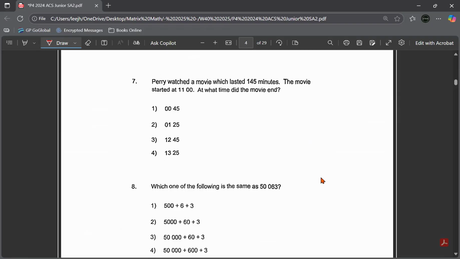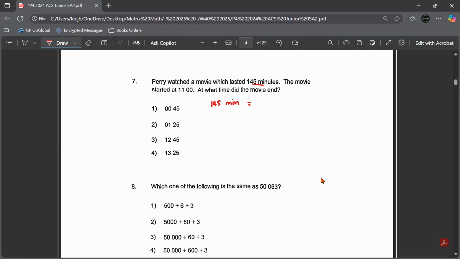At what time did the movie end? So you know the movie is 145 minutes. So you convert 145 minutes to hours and minutes. Please don't tell me it's 1 hour 45. This is not tens and ones. So 1 hour is 60 minutes.